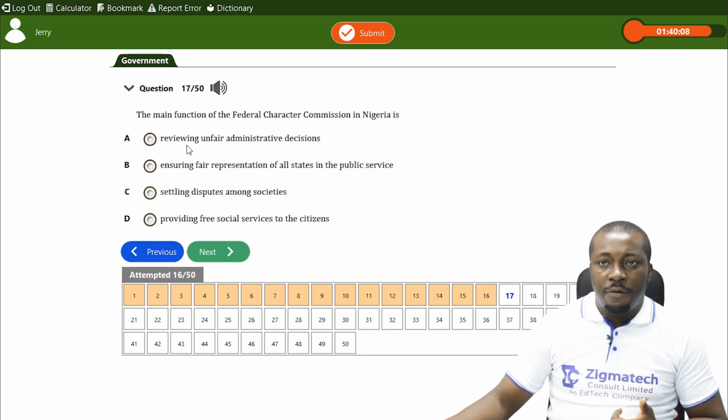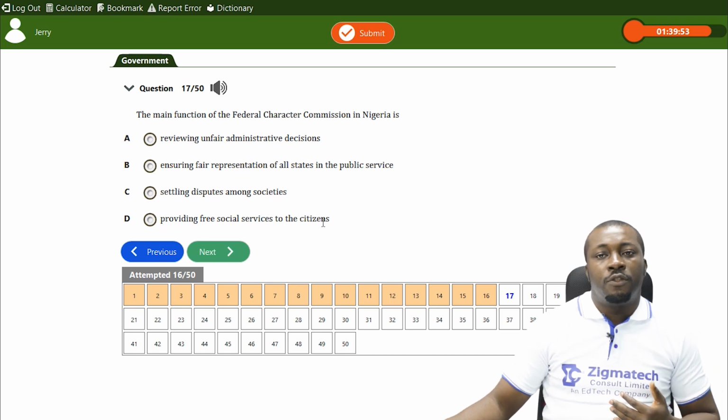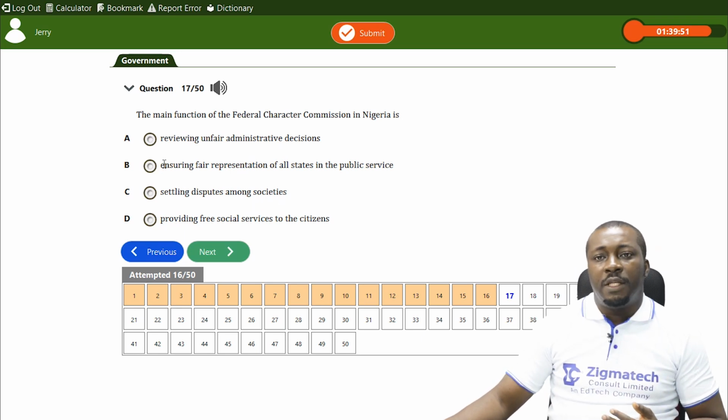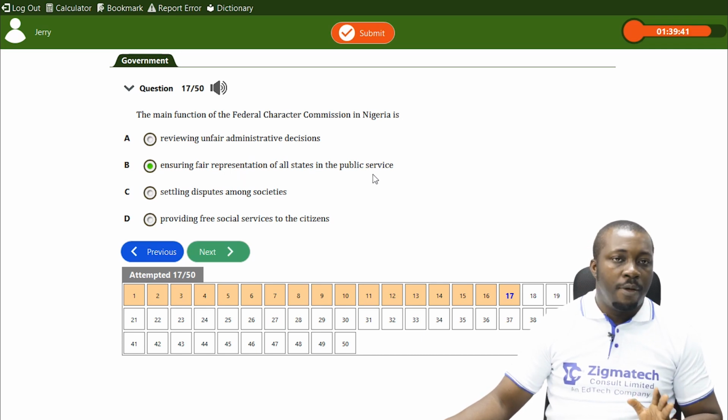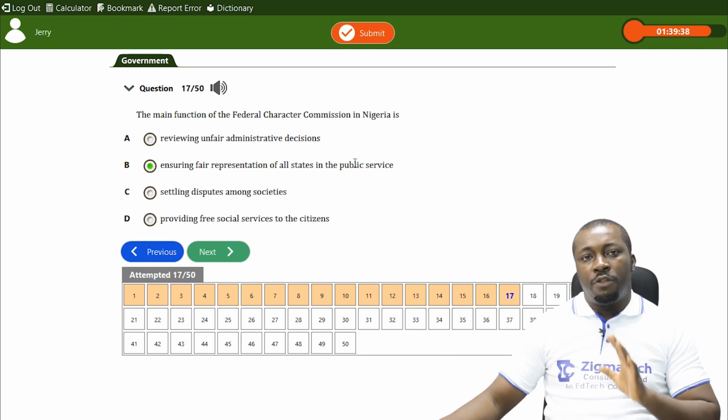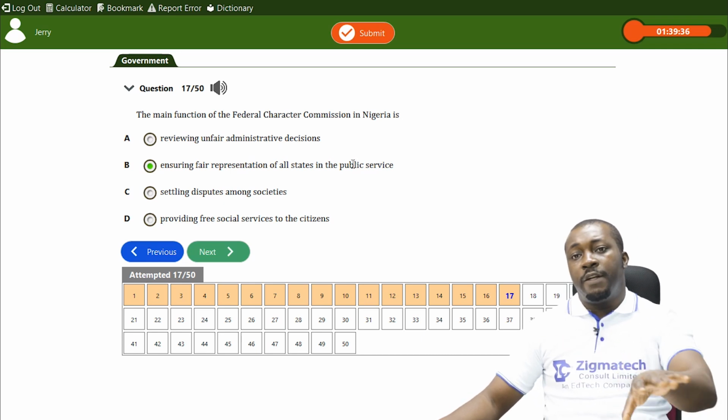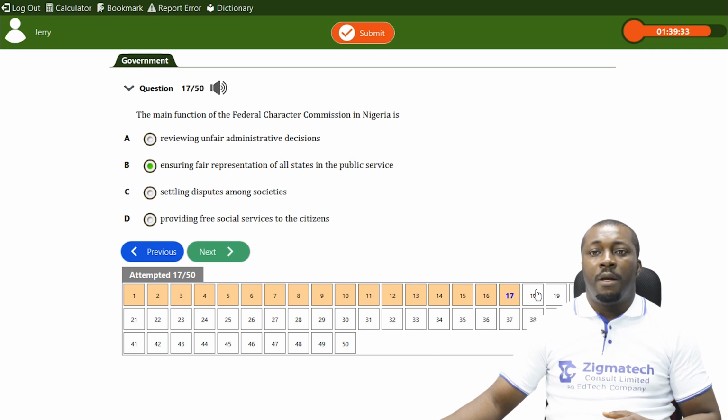Now, the options say: A, reviewing unfair administrative decisions. B says ensuring fair representation of all states in the public service. C says settling disputes among societies. D says providing free social services to all citizens. So from what I've explained initially, you'll see B as the answer, which is that the Federal Character Commission in Nigeria ensures fair representation of all states in public service. So any appointment to the public service must come from different states of the country.